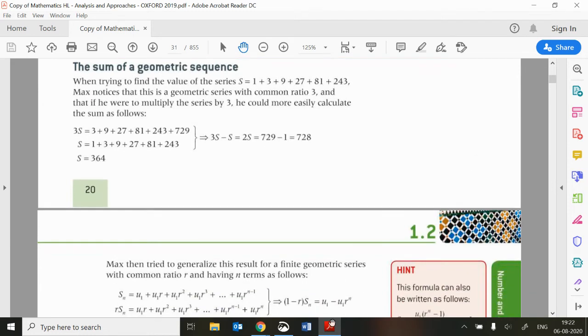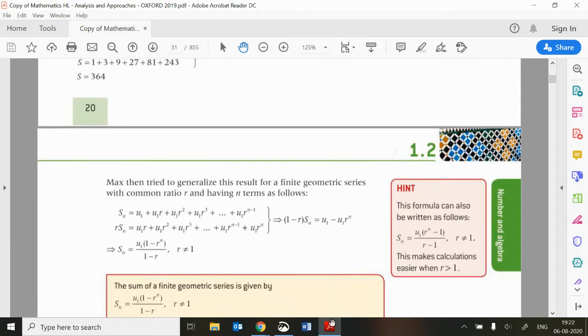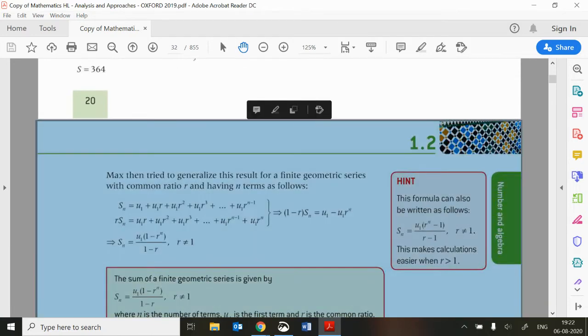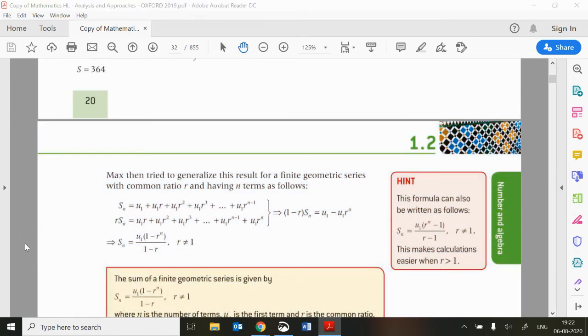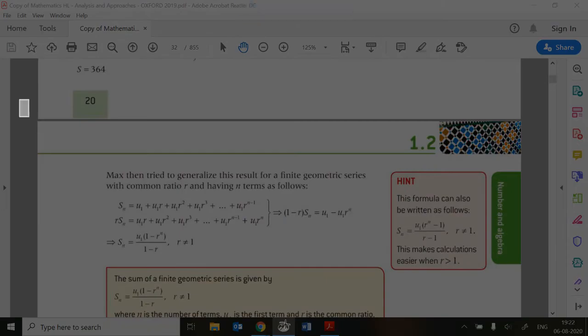Okay, sum of a geometric sequence. So this is new and nice, and I'm going to try and do this bit here myself. Okay, so I'll just take a little bit of something, otherwise I can't write on here. So remember we did this in 1b for the sum of an arithmetic sequence or an arithmetic progression.